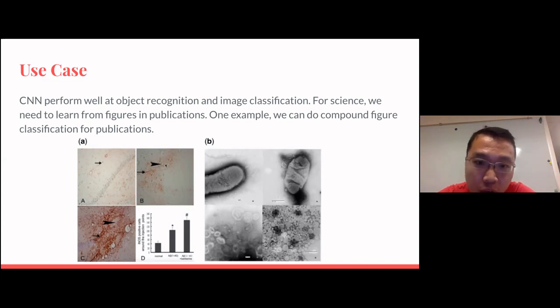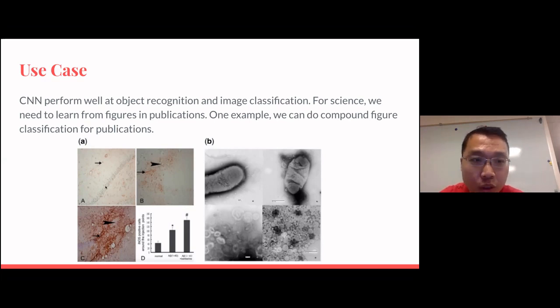In scientific publications, we have many figures. Some are compound, like this, some are non-compound. To understand and organize those figures, one task we might want to do is compound figure classification. And because convolutional networks are analogous to our human vision system, ideally they should work for the image classification task, since they are inspired by our vision system.